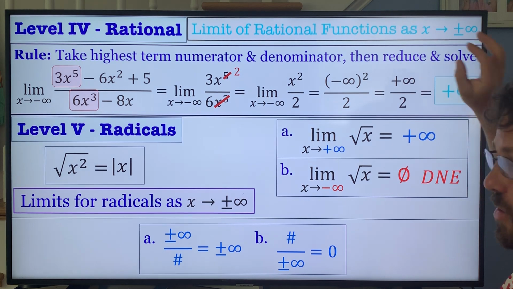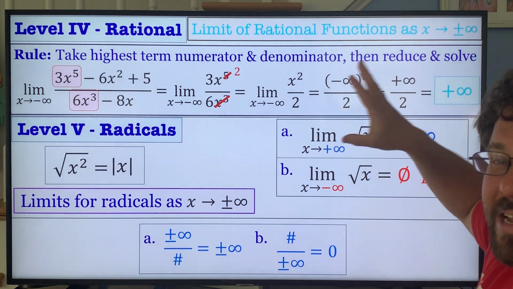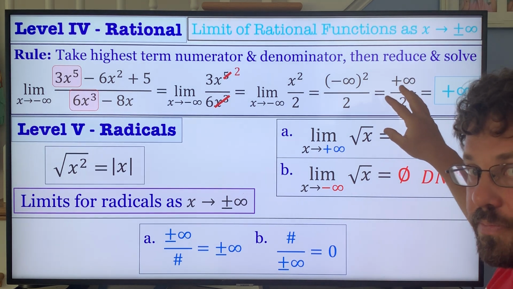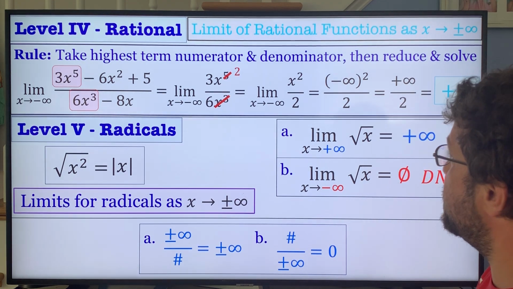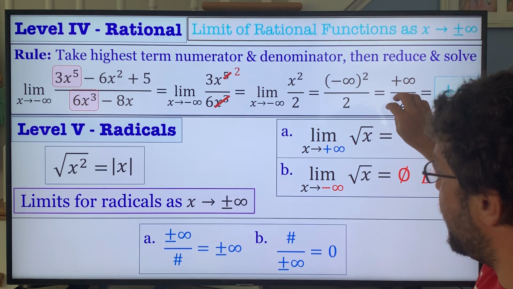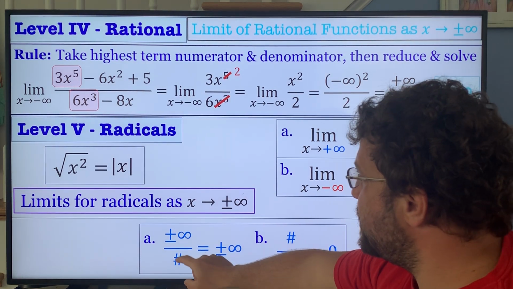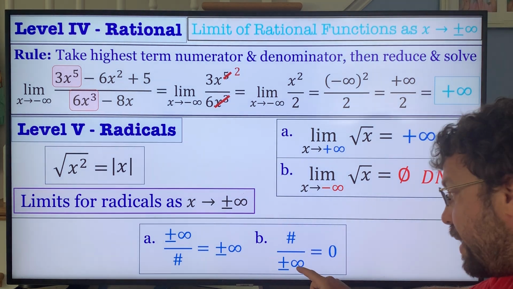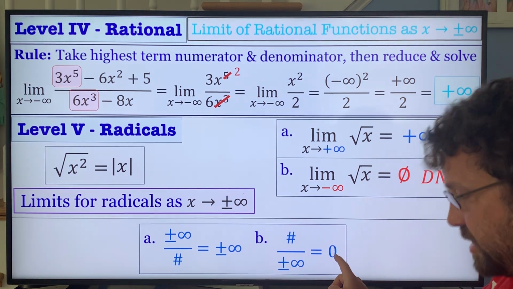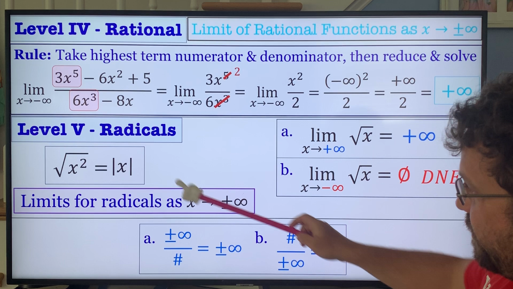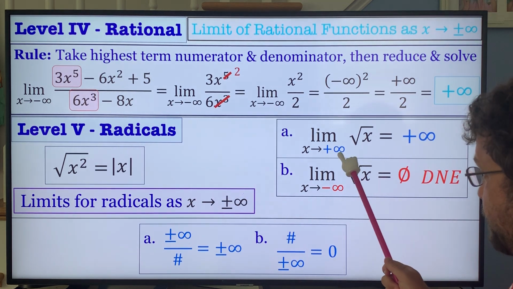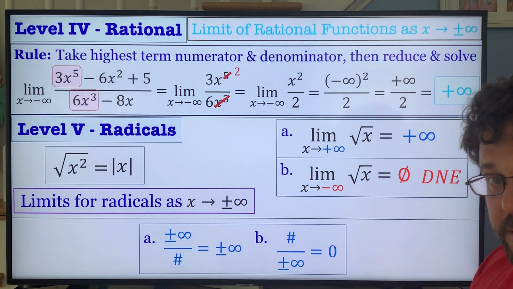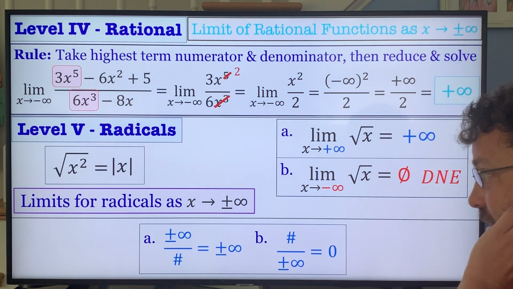Positive infinity or negative infinity divided by any single number in the world that's not infinity is just positive or negative infinity. You may be fooled with the signs. Anytime you have infinity on the bottom, positive or negative infinity over any number is positive or negative infinity. Any number over positive or negative infinity is always 0. And then radicals, the square root of infinity is infinity. The square root of a negative infinity doesn't exist, because you can't take the radical of a negative number.